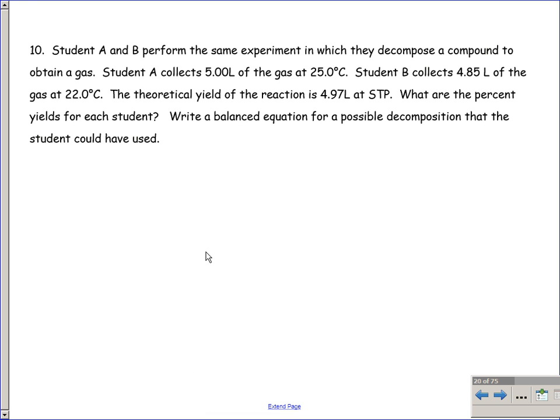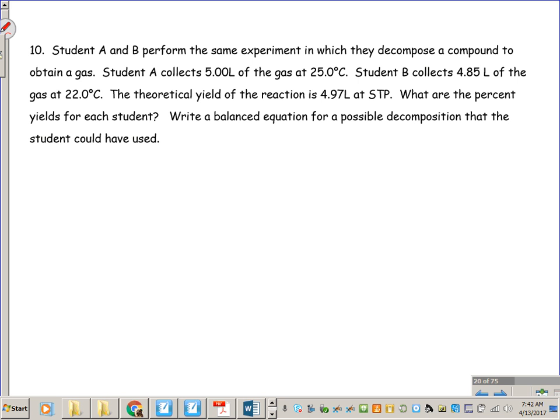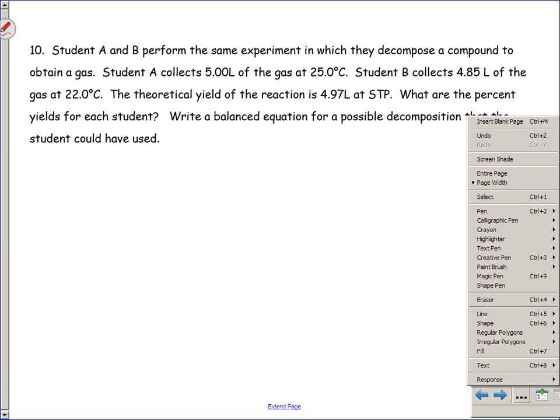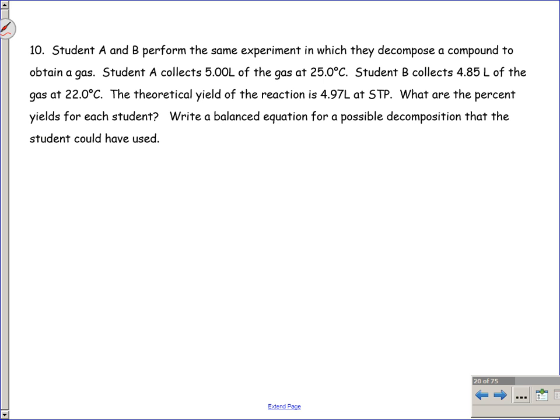Here's number 10. This is the one I heard a lot of cries for help on. This one actually had you do some extra percent yield and understanding how to read the question and think about what the end goal is. So student A and B from the same experiment. Okay, so they decomposed a compound to obtain a gas. So you can imagine later on where it says determine a reaction that they could have used, we can think of anything that would produce a gas. We'll get there in a second.